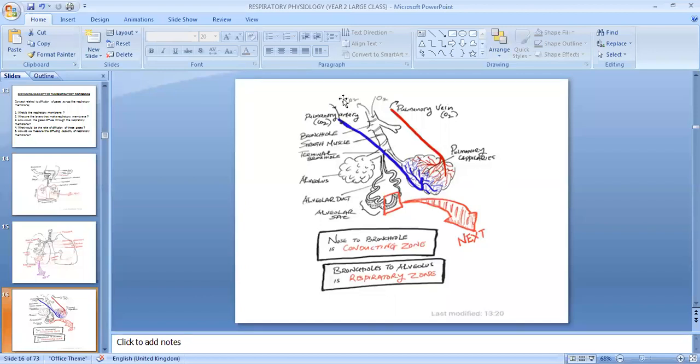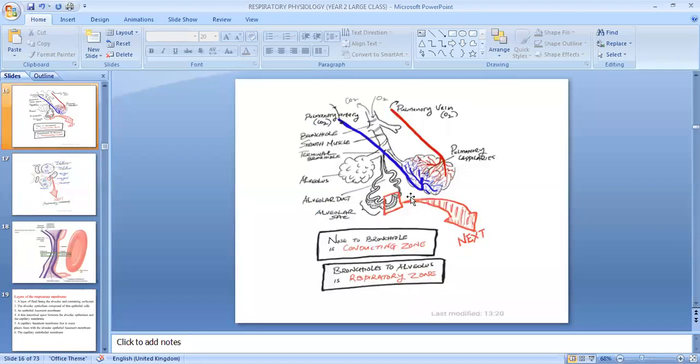Remember again when Dr. Dean was sharing with you about the gas volumes, he must have mentioned that on average, the tidal volume, the amount of air that you breathe in and out during normal quiet breathing, is about 500 ml of air. Within that 500 ml of air, 150 ml is trapped within the conducting zone. So it's only 350 ml that reaches the respiratory zone. That's important.